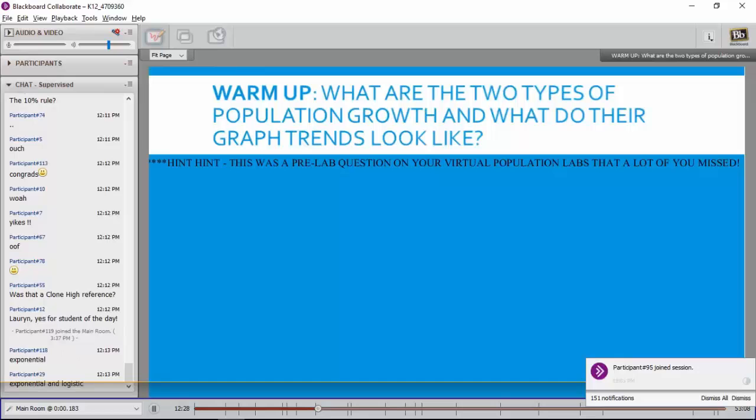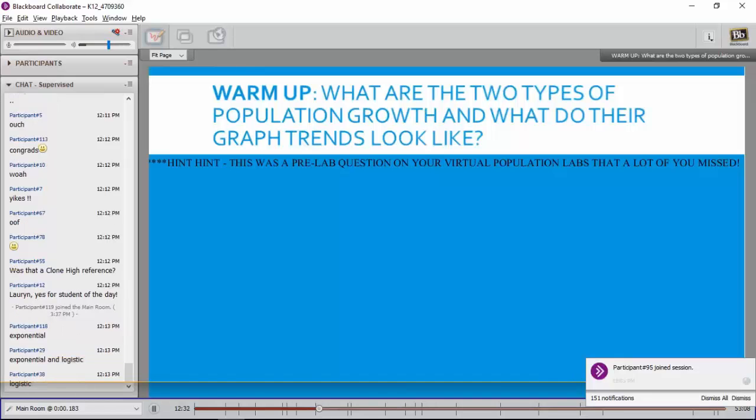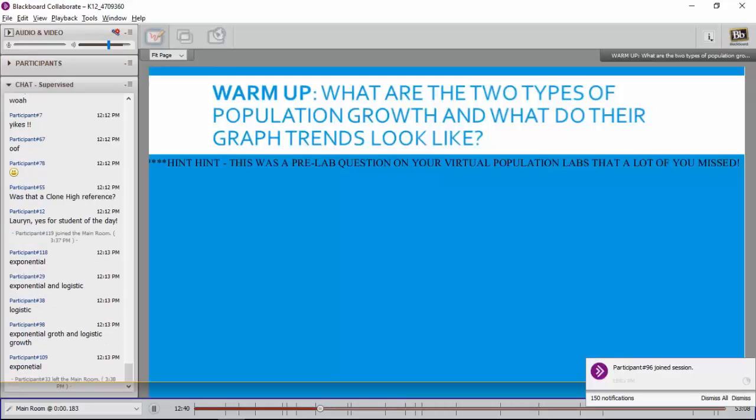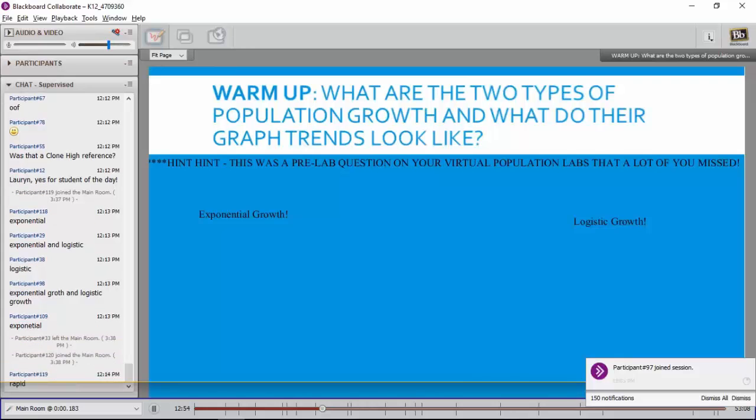All right, Logan, give me the name of one of these types of growth. Exponential growth, where the population suddenly grows. Perfect, Logan. Round of applause. Exponential growth. Jamelin, tell me what the second type of growth is. Logistic growth. Amazing. I'm so glad that you guys remember this because a lot of you left this pre-lab question blank or didn't understand what was being asked of you, so I'm glad that we're reviewing this.